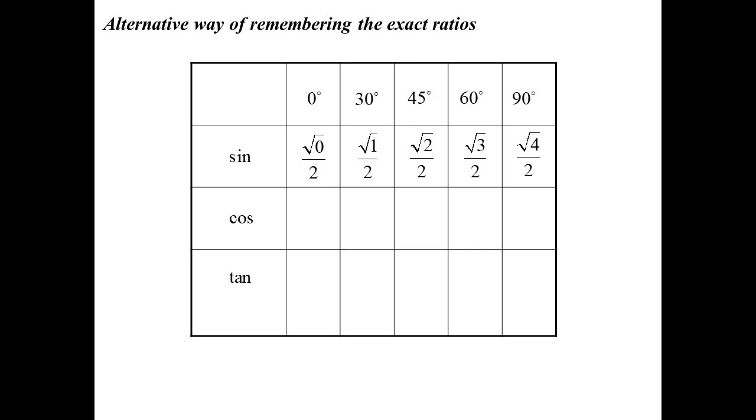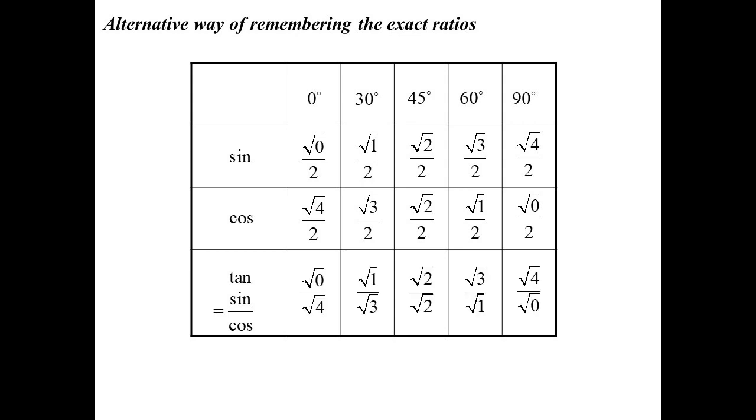The cosine, you write it backwards. And then tan, remembering that tan actually is sine divided by cosine, you then just get the numerators divided by each other. So root 0 on 4, root 1 on root 3, and so on. It's an interesting way of remembering those ratios.